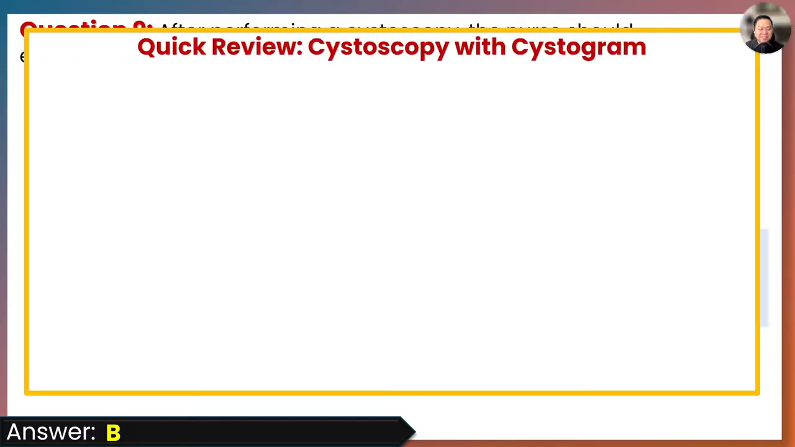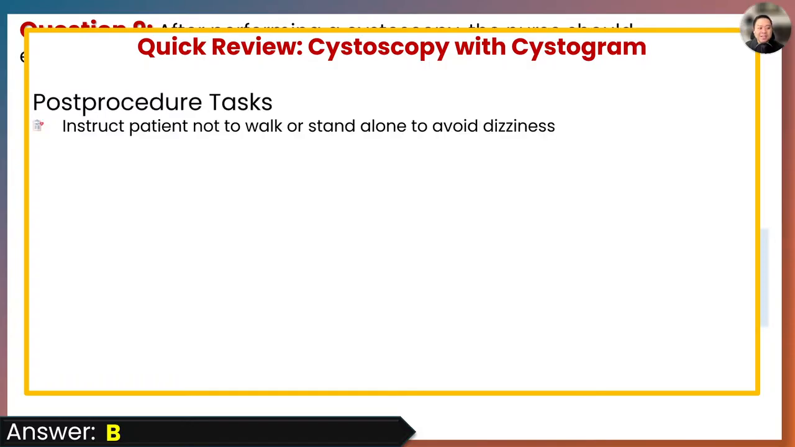But before we go to that, let's have a quick review about the post-procedure care after a cystoscopy. And so what you're going to do here is to instruct the client not to walk or stand alone to avoid dizziness.